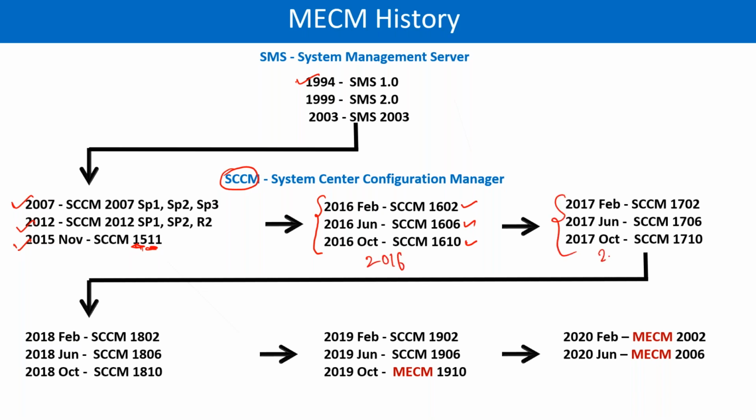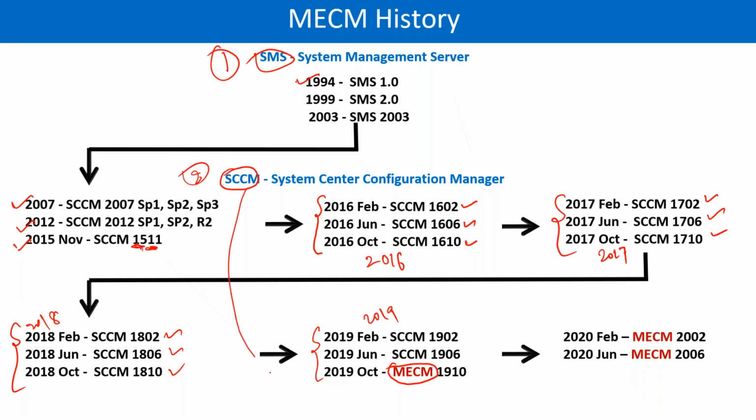These are 3 versions in 2016. These 3 versions in the year 2017, 1702, 1706, 1710. These 3 versions in the year 2018, and these 3 versions in the year 2019. So in October 2019 they changed the name again. From previously the first name was SMS, the second name was SCCM, and now MECM.